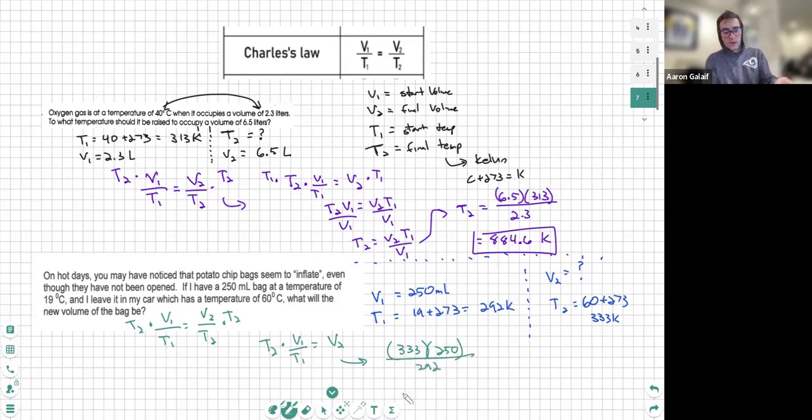We're going to plug that into a calculator. Make sure you're careful with your parentheses. 250 all over 292. And we get 285.1 milliliters for volume of V2. So that would be the answer for the second example of Charles' law.